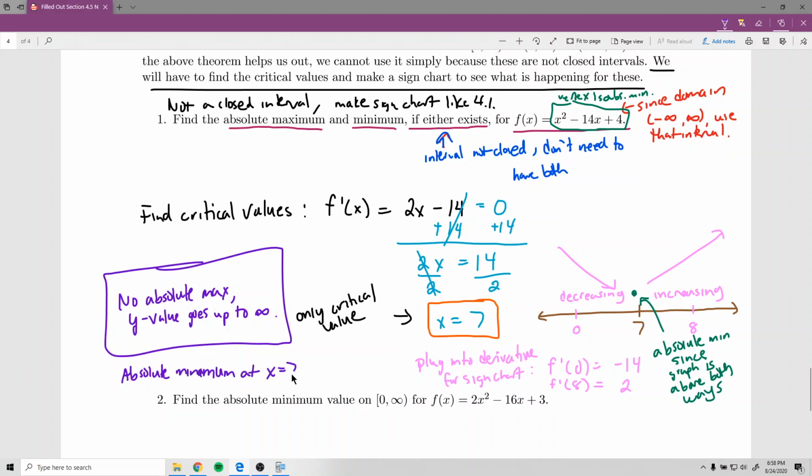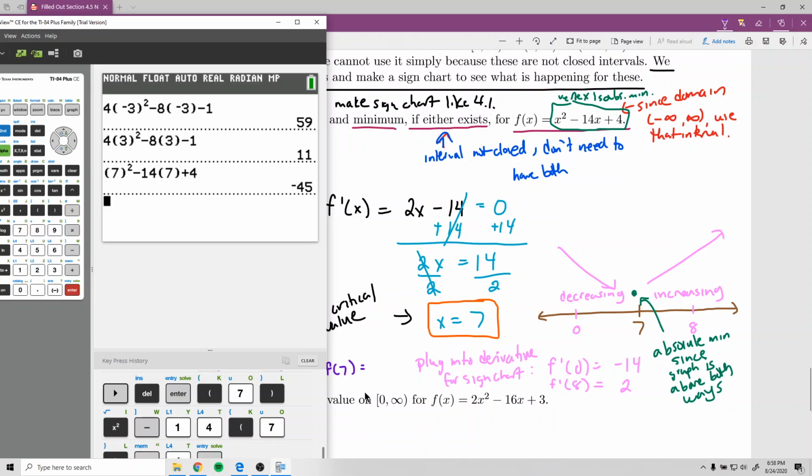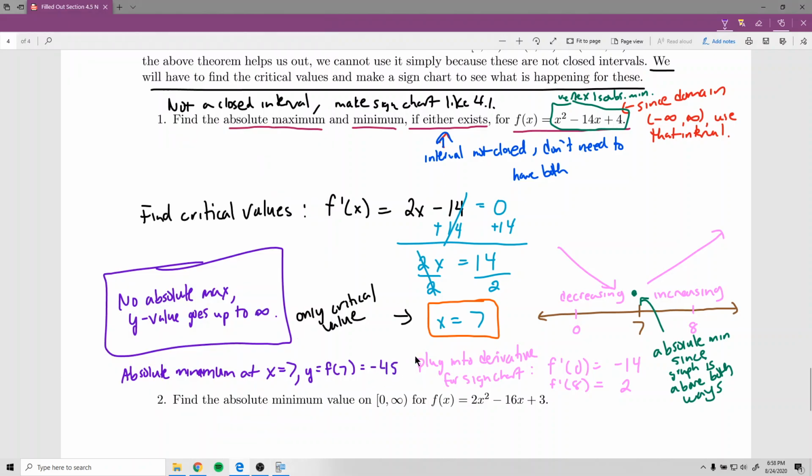It's at x equals 7. And then the y value, we would plug in 7 to the original function. Right, so make sure we plug in 7 to the original function. And we get 7 squared minus 14 times 7 plus 4, negative 45. Right, but that is the main difference. If you do not have a closed interval, you have to make a sign chart. Right, you can't use any shortcuts, unfortunately.